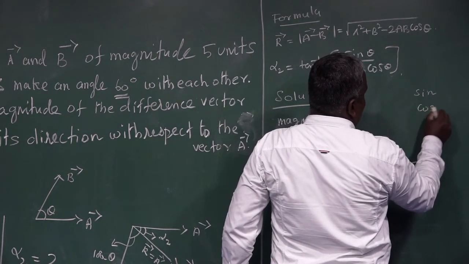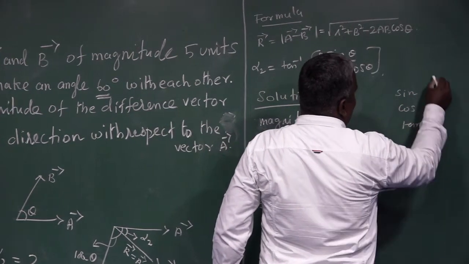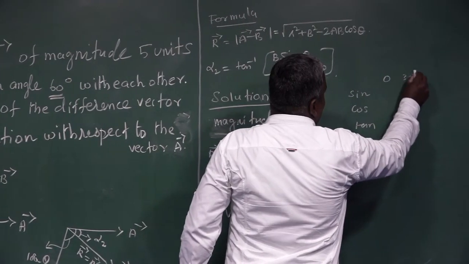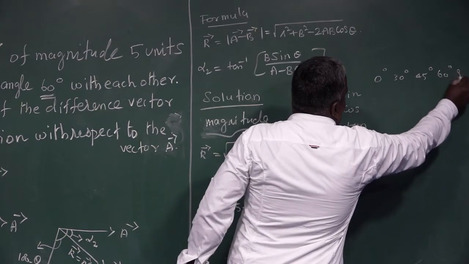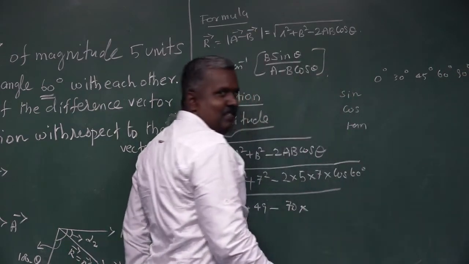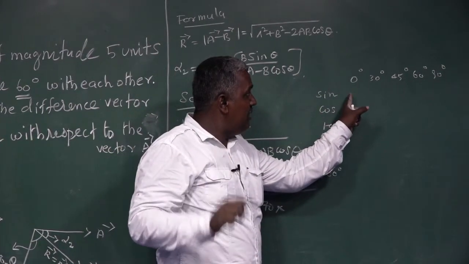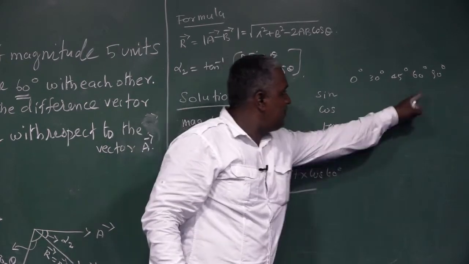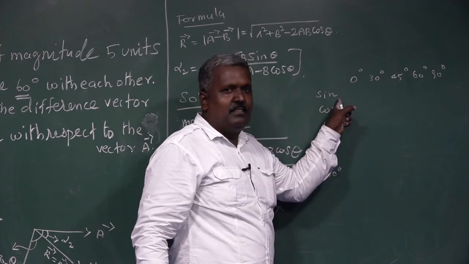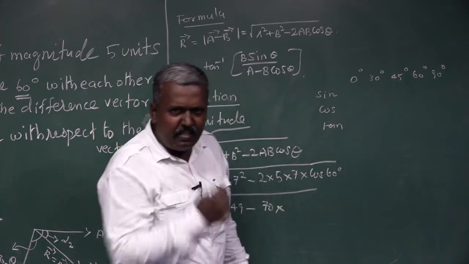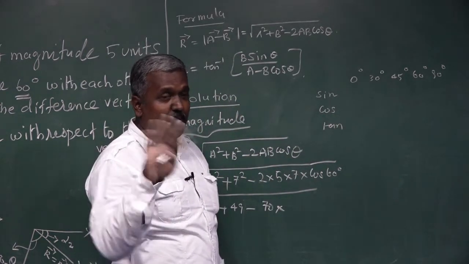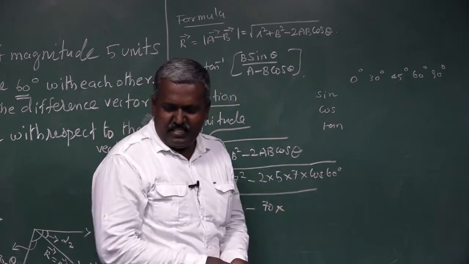Sin, cos, tan at 0 degree, 30 degree, 45 degree, 60 degree, 90 degree. Remember or not? Just keep in memory only the values for sin theta, and you must write the reverse and division. That's all. Am I correct or not? Yes. Today you have studied this very clearly.